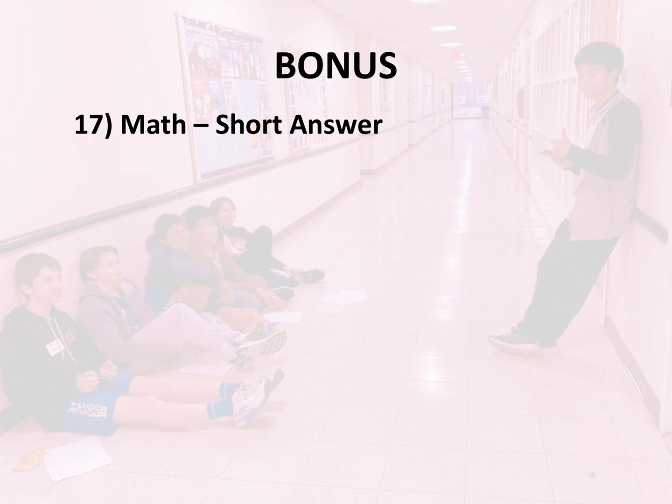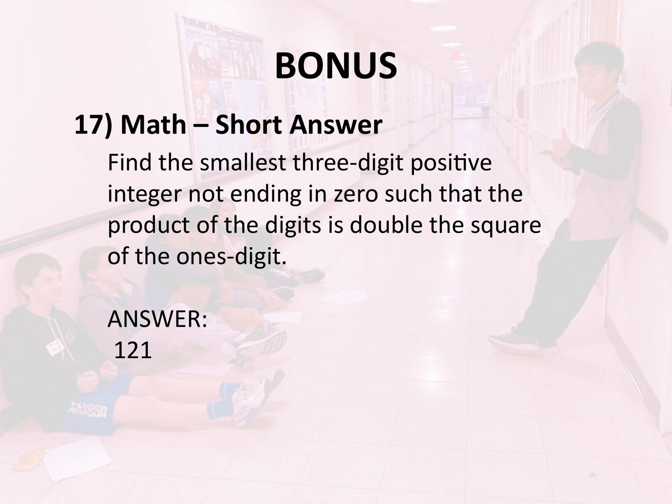Bonus, 17. Math, short answer. Find the smallest three-digit positive integer not ending in 0 such that the product of the digits is double the square of the ones digit. Answer, 121.